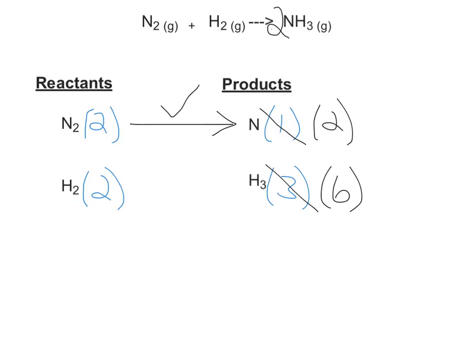So if we add a 3 in front, we now have 3 molecules of hydrogen gas. So 3 times 2 gives us a total of 6 hydrogens now on the reactant side. Well, now we can see that hydrogen is now balanced as well. And so at this point we've now balanced the chemical equation.